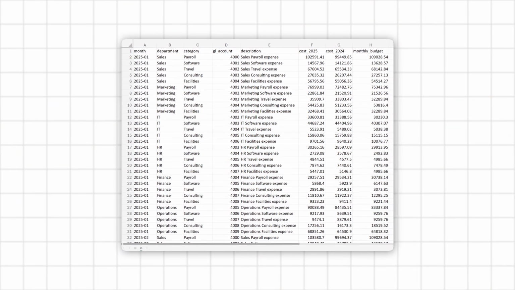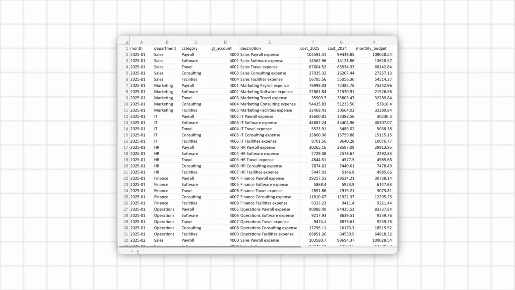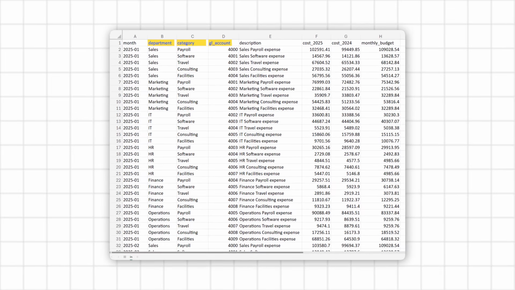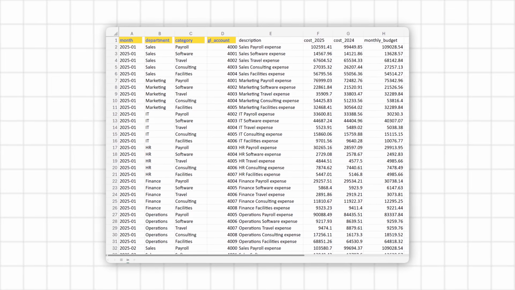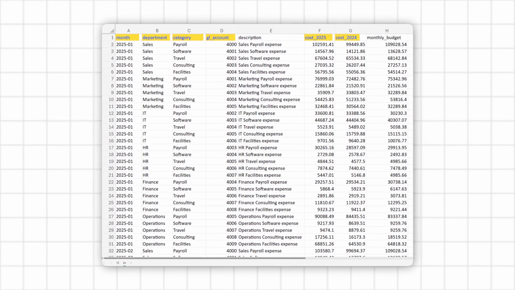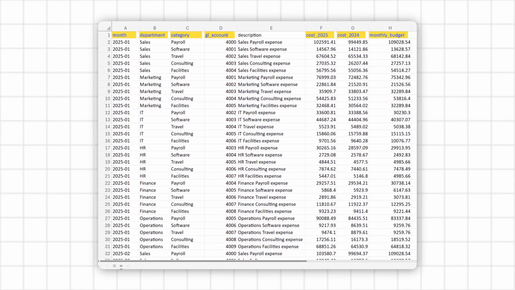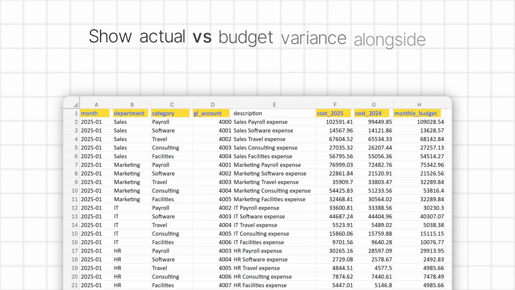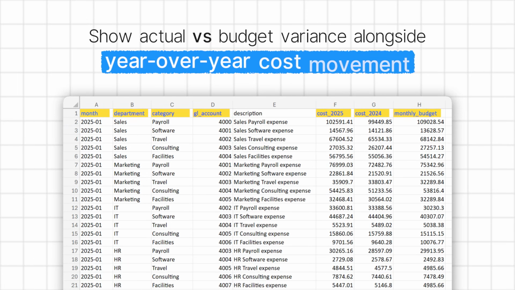The dataset is a GL level expense file with each row representing a cost allocation by department, category, GL account, and month. It includes costs for both 2025 and 2024, plus a monthly budget column, which allows the dashboard to show actual versus budget variance alongside year-over-year cost movement.